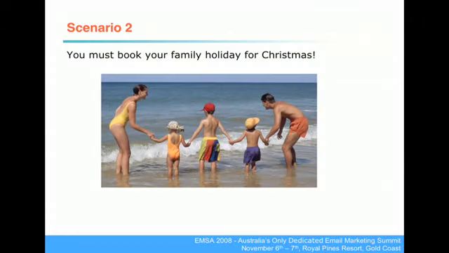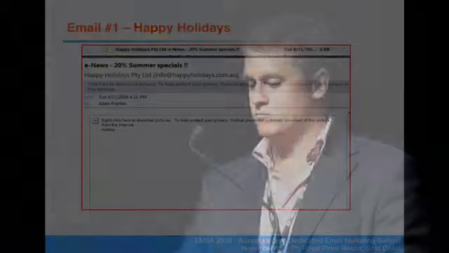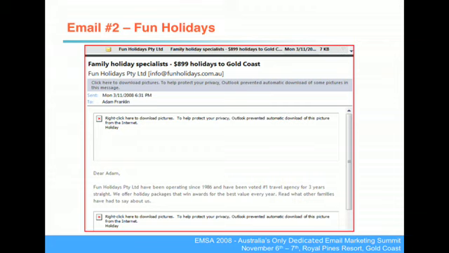Now, the second scenario, picture this. You've got to book your family's holiday for Christmas. So you sign up to a handful of travel agencies' newsletters, and these are all fictional, so I didn't want to embarrass any companies that weren't necessarily following best practice. The first email that comes in says e-news 20% summer specials, and that's what you see. You check it at work and your images are blocked, there's no way to download them. Then the second email comes in, this is from Fun Holidays. They say they've got $8.99 holidays to the Gold Coast.